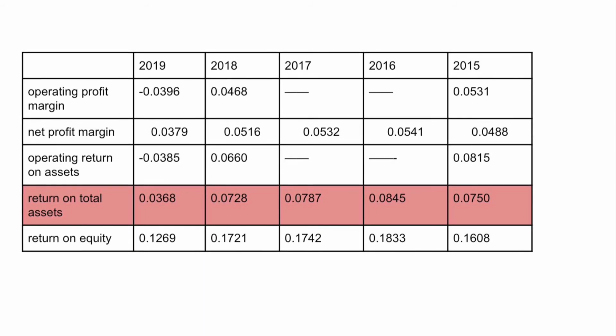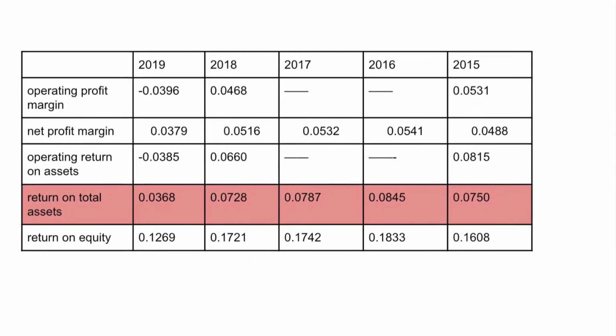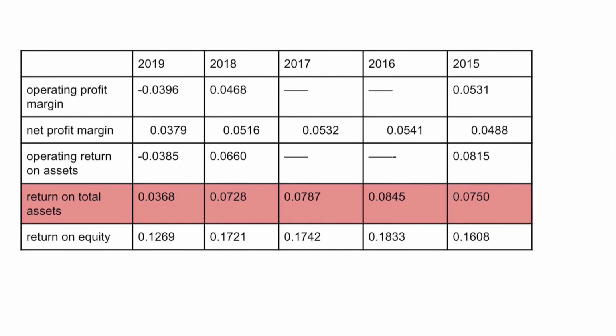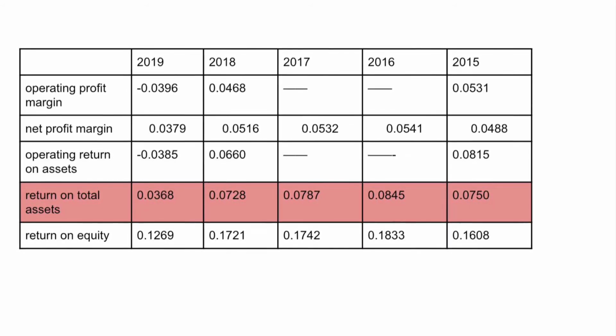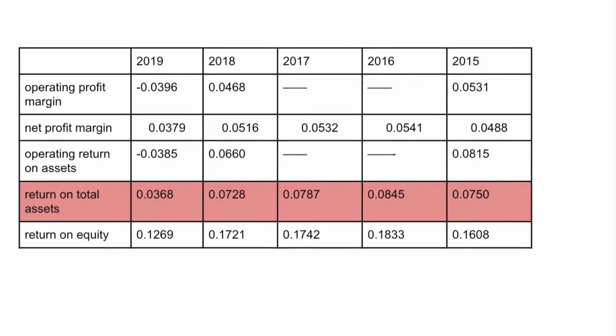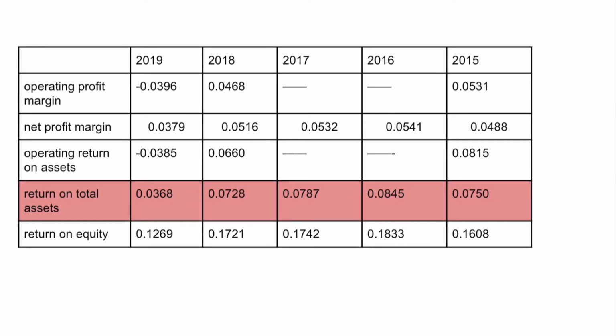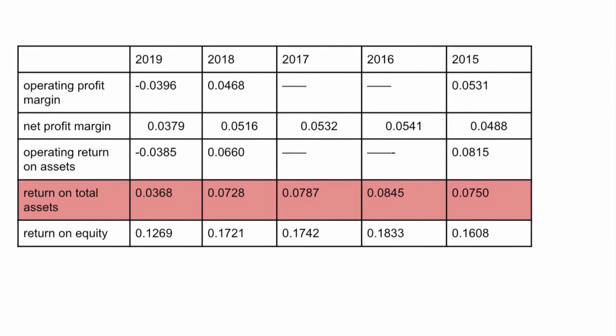The company later on suffered with its lowest ever rate of ROTA in the span of 5 years. The company ROTA plummeted down to 0.0368 in 2019 from 0.0728 in 2018. This shows that 2019 was a rough year and a tight budget for the company.